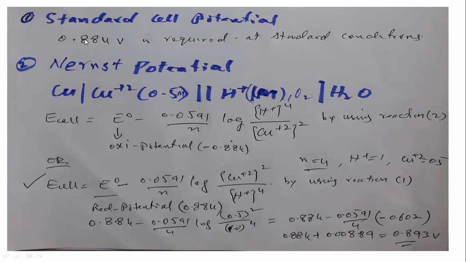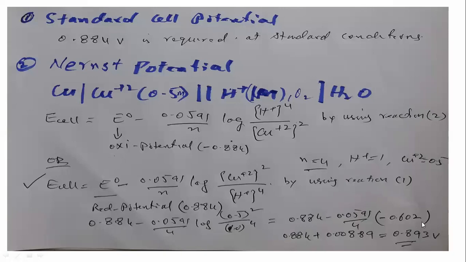This was the standard cell potential and this is the potential at 0.5 molar concentration of the copper ions. So that means if you lower the concentration from the unit concentration, this is going to increase the cell potential. So the conclusion over here is the previous was 0.884 at the standard conditions, but at the non-standard conditions, the value is 0.893. That is, it is more than the standard cell potential.